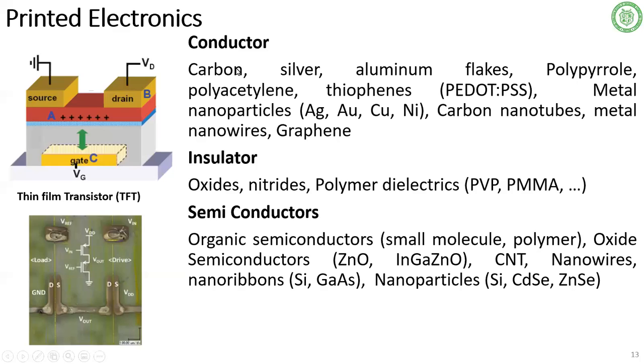Now this conductor material widely used in printed technology is silver, and you have carbon, you have some aluminum also, some organic conductor as well: polypyrrole, polyacetylene, then PEDOT:PSS. These are the common organic materials that are used as a conductor. Then you have nanoparticles: gold, silver, copper, nickel, carbon nanotubes.